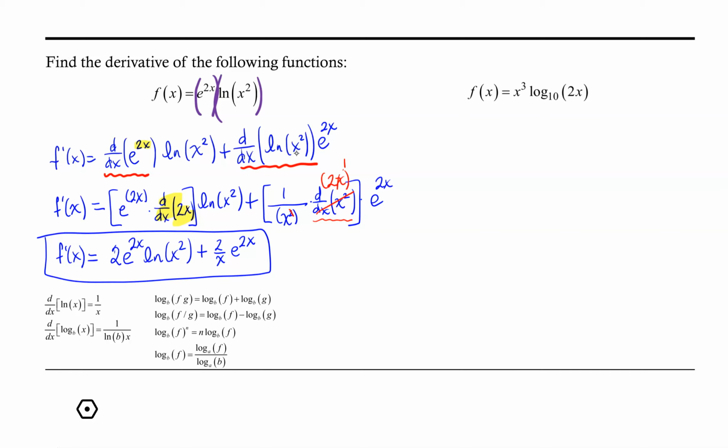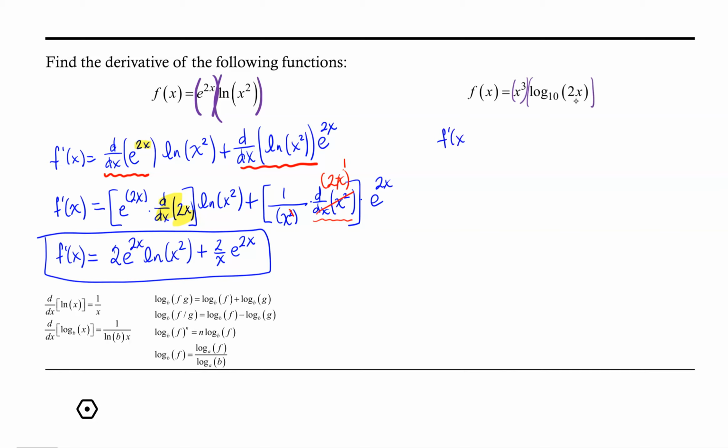Now let's look at our second function. We have x cubed times log base 10 of 2x. So again, let's notice that we have a function that is x cubed times a function that is log base 10 of 2x. So we will be using the product rule again. So let's go ahead and find our derivative.